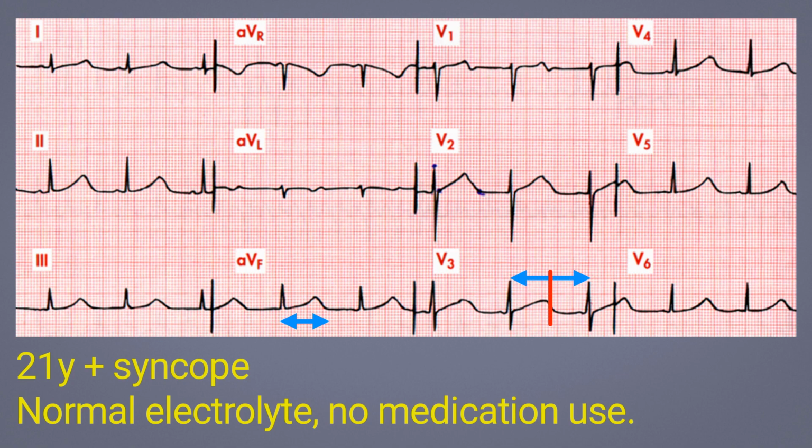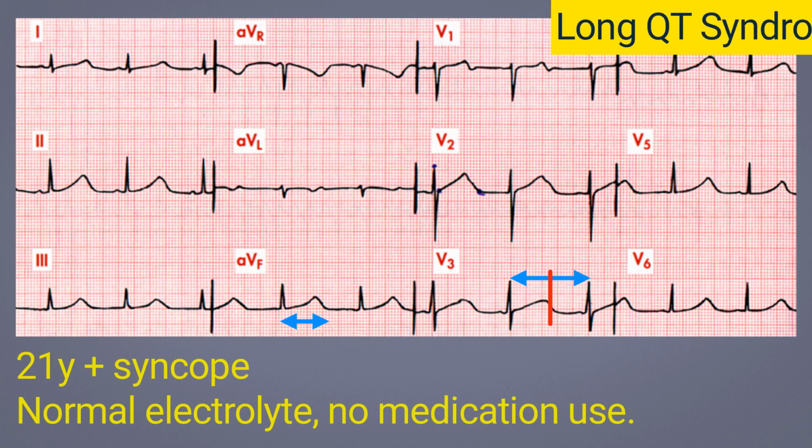Remember, the QT interval starts from the beginning of the QRS complex and goes up until the end of the T wave. And it's crucial to adjust this for heart rate. That is, we take the QT interval in seconds and divide it by the square root of the RR interval, also in seconds. So in this case, we likely have a patient with long QT syndrome.